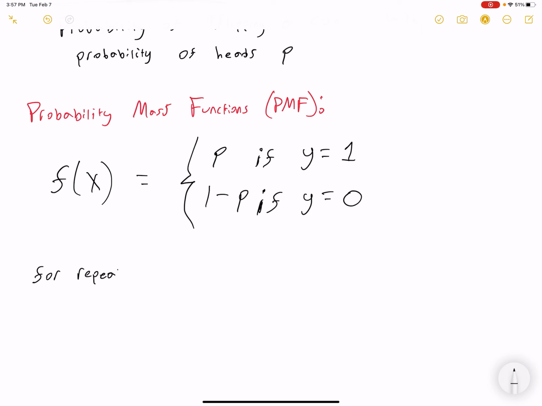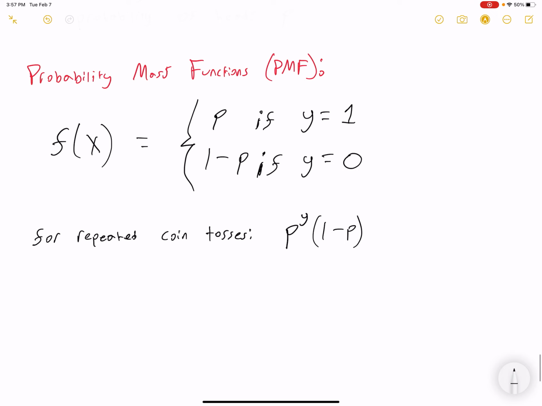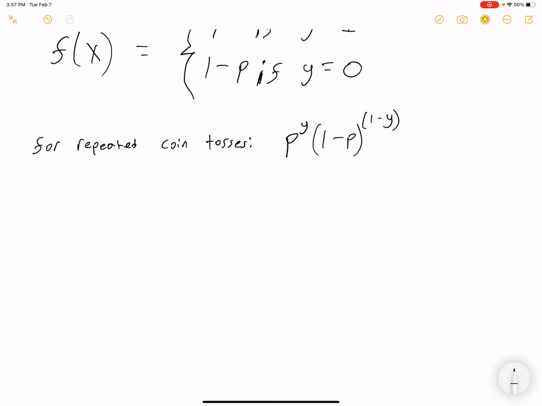For repeated coin tosses, it can be written as the probability of heads to the power of the number of heads, times the probability of not heads, 1 minus P, using the probability rules, to the power of 1 minus y. And basically, I think this equation's really clear with an example.